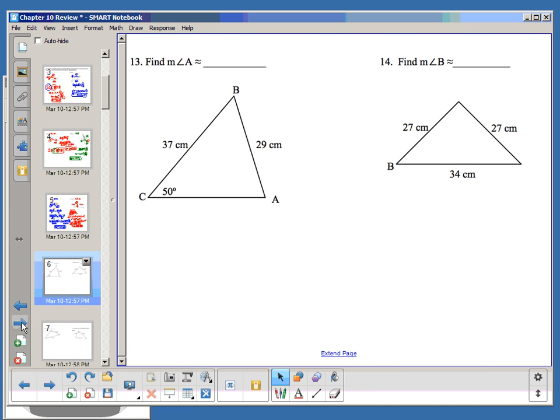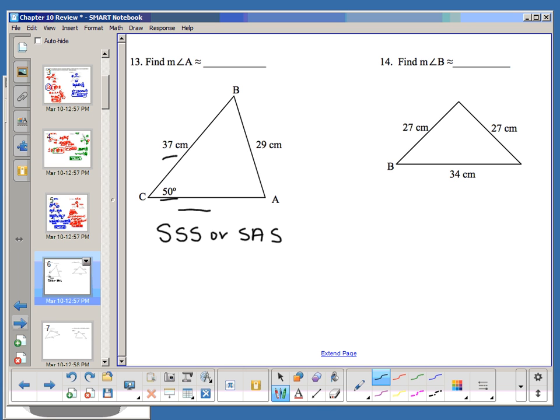Okay, so let's look at these next couple. I want you to figure out if you can find whether or not you're using sines or cosines. One of them you're using law of sines, the other one you're using law of cosines. So this first one here, again, I look for side, side, side, or side, angle, side for cosines. Well, I don't know any sides and angles between, and I don't know all three sides. So I'm going to be using law of sines.